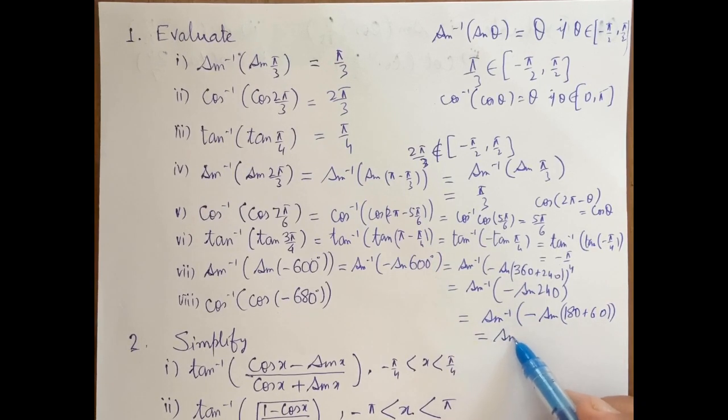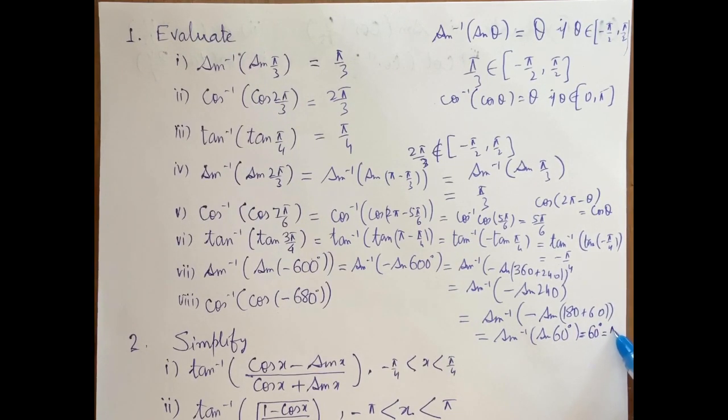This is sine inverse of sine of (180 plus 60), which is minus sine 60. So minus minus will be plus. This is sine of 60 degrees. Now 60 degrees belongs to the range of values, which is minus 90 to plus 90. So this is equal to 60 degrees, and we write it in radians, which is pi by 3.